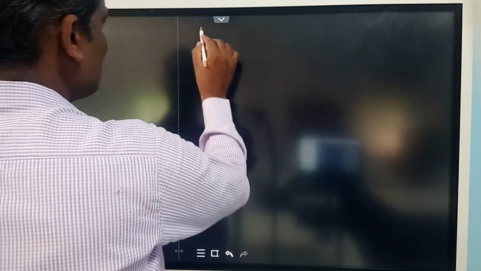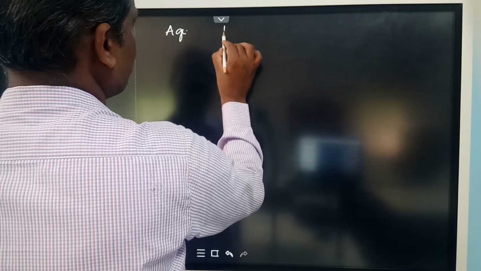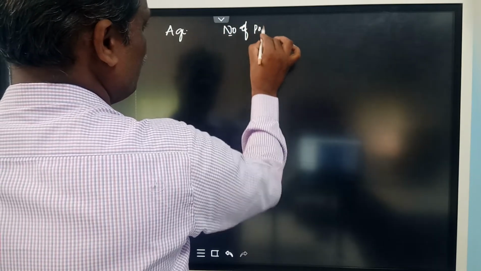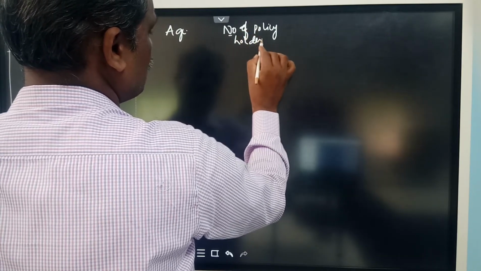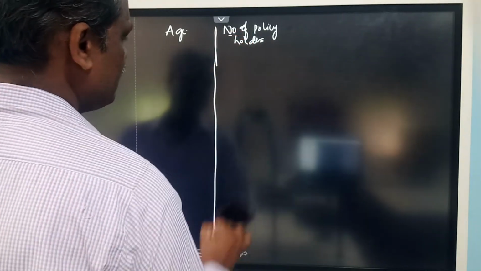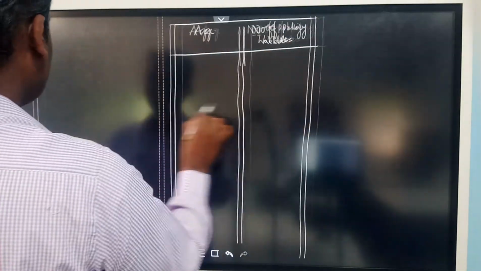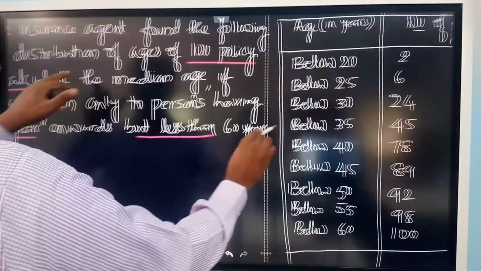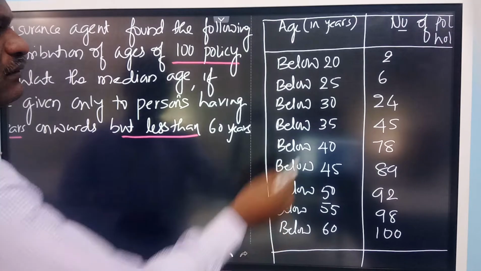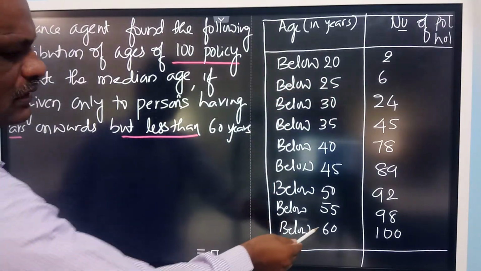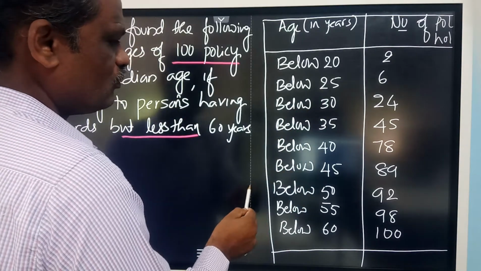So age, that is the class interval, and the number of policyholders, that is the frequency. Below 20 is given, then below 25. See the difference between 25 and 20, see the size. Every time it is increasing by 5, so the size here is 5.